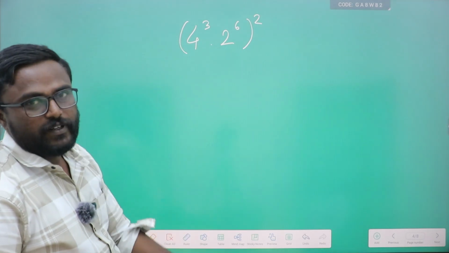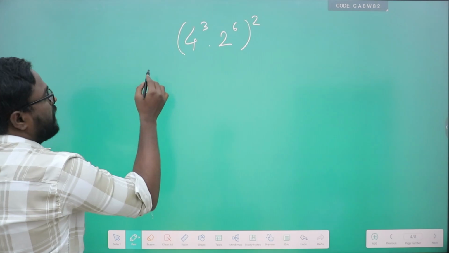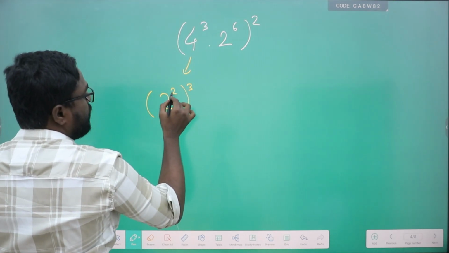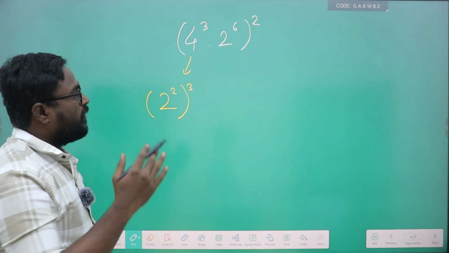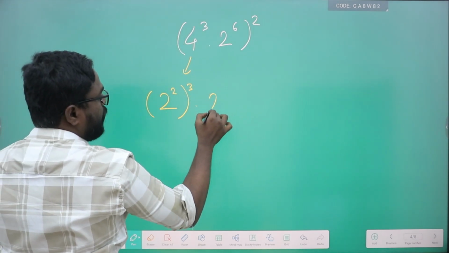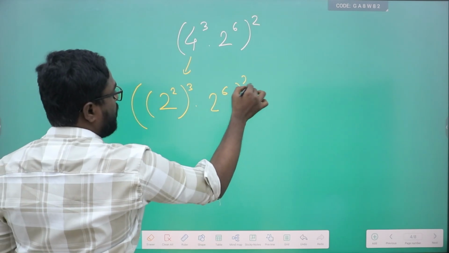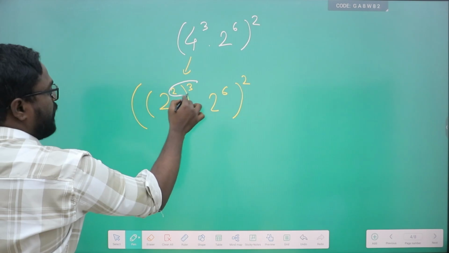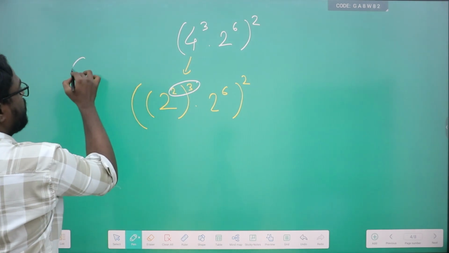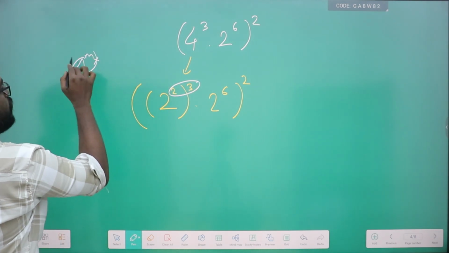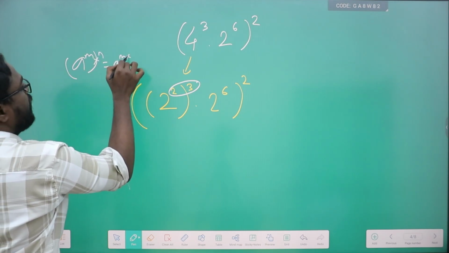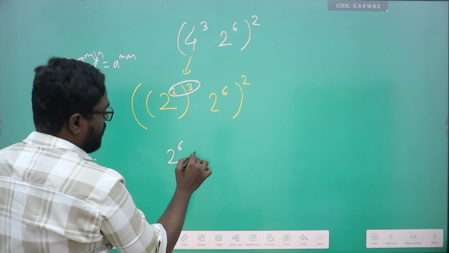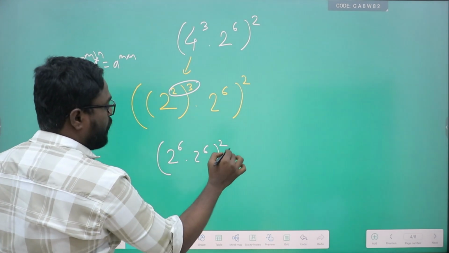So let's say this 4 can be written as nothing but 2 to the power 2, to the power 3. 2 to the power 2 is nothing but 4, 3 as it is, times 2 to the power 6 to the whole power 2. Now, as we already know, we can multiply these two powers, right? Because a to the power m to the power n is nothing but a to the power m times n. Okay, so what will we get? 2 to the power 6 times 2 to the power 6, to the whole power 2.